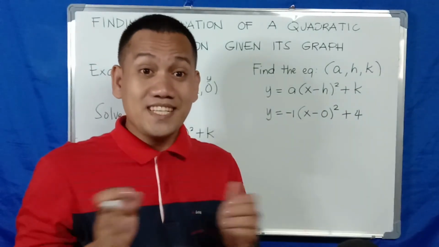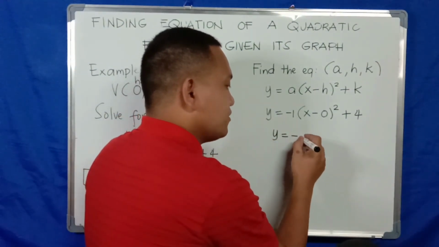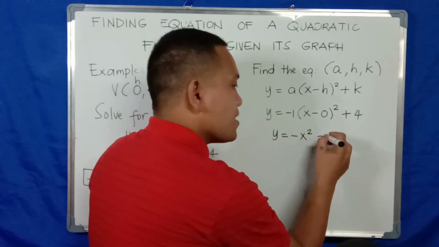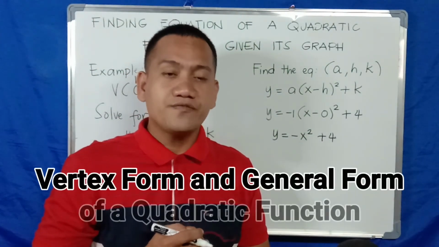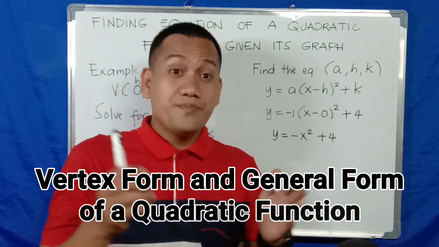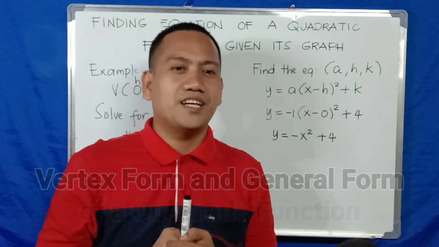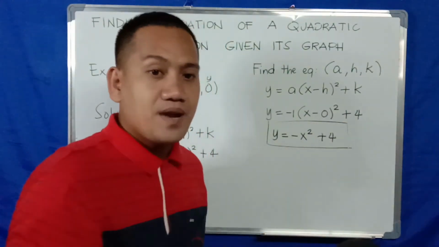So to write this in simplified form, that leads us to y equals negative x squared plus 4. So this can be both the vertex form and general form of a quadratic function. And this becomes our final answer. y is equal to negative x squared plus 4.